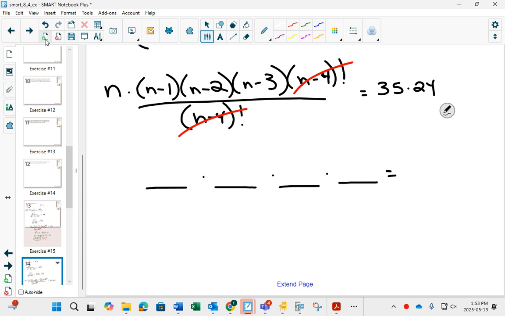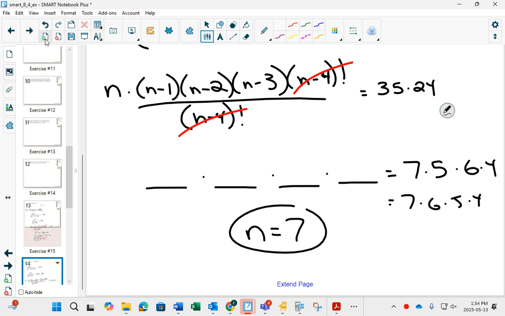What can you break up 35? What times what? 7 times 5. Oh, 24 is 6 times 4. Do we have 4 numbers in a row? 7 times 6 times 5 times 4. So n is equal to 7 because n is the biggest one. Isn't that way better than the factor theorem, remainder theorem, synthetic division, and 3 hours of your life gone? Yes. Okay. Now, would you be allowed to do this if the question said algebraically?